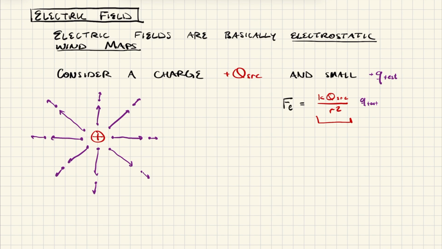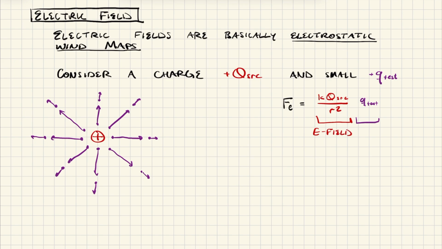In other words, this describes how strong the wind is, and I can figure out how strong the actual force is by multiplying the wind by the size of the test charge, or analogously, the size of the sail, as we were thinking about earlier. This leads us to the formula for the electric field around a point charge, or how strong the wind is near a point charge. It's just this left-hand side term here, kQ source over r squared.